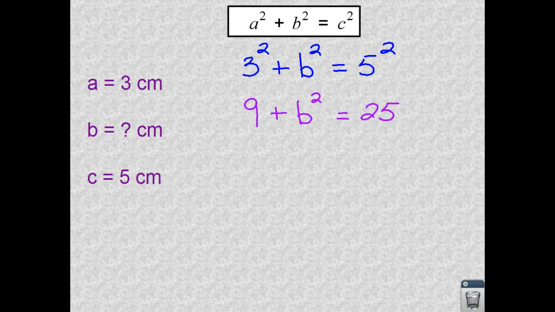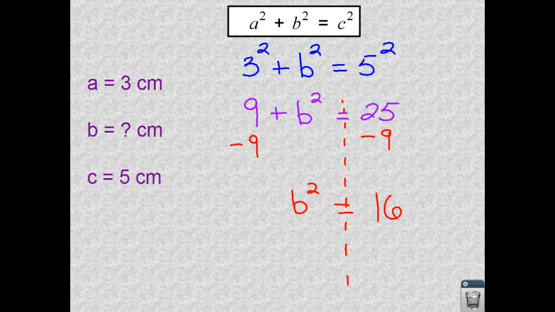And now this is our solving one-step equation. For right now, the one step is going to be getting this 9 over to the other side of our wall. And in order to do that, we are going to subtract 9 from both sides. So B squared is going to be equal to 25 minus 9, and that would be 16.